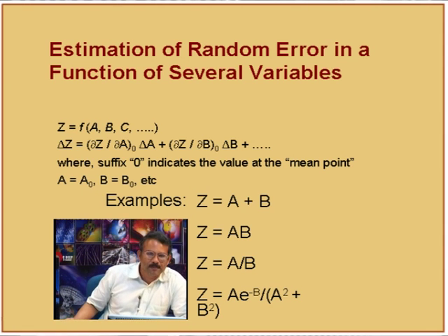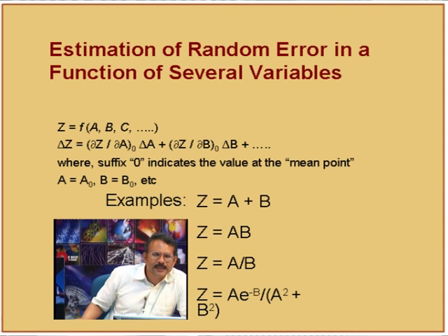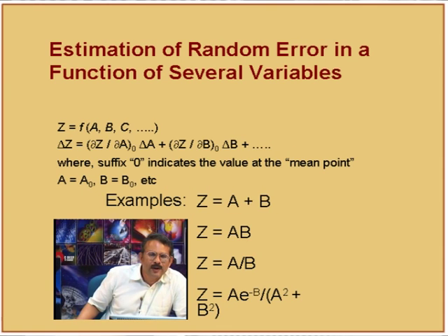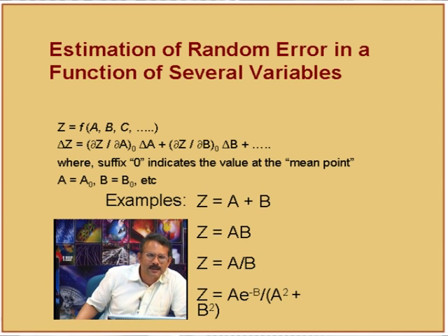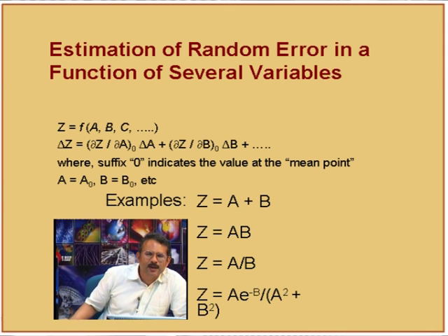Now, here is the formula for obtaining the error in a function of several variables. So, the formula is very straightforward. If Z is a parameter you want and F is the function, then delta Z is given by dou Z by dou A evaluated at a particular value, we will see what that is, into delta A plus dou Z by dou B into delta B and so on. Now the suffix 0 here indicates the value at the mean point.